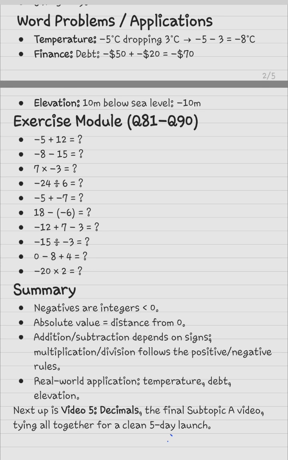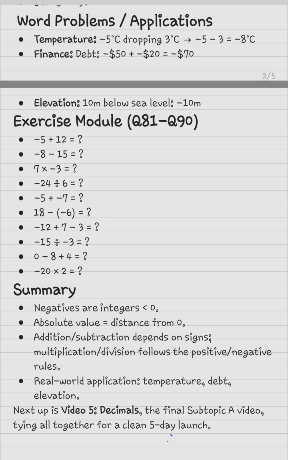Summary. In summary, negative numbers are integers less than zero. Absolute value represents a number's distance from zero. While addition and subtraction depend on comparing signs, multiplication and division follow strict pairing rules. These concepts are used every day to track temperature, debt, and elevation. You've now conquered negative numbers and the rules that govern them. You can now accurately describe drops in temperature and manage financial debts with confidence.